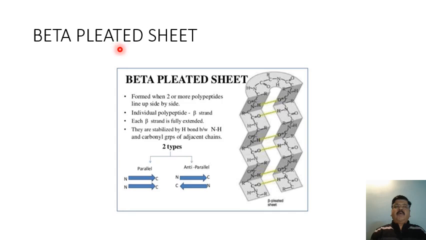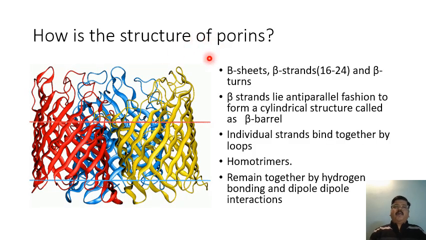So basically it is made up of beta pleated sheets of proteins. It is formed when two or more polypeptides line up side by side. You can see the polypeptides lying side by side, and the individual polypeptide is called a beta strand, and each beta strand is fully extended, and they are stabilized by hydrogen bonds, or amino and carbonyl groups of adjacent chains. So this is the structure of porin.